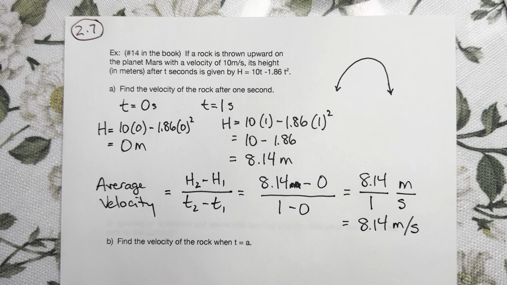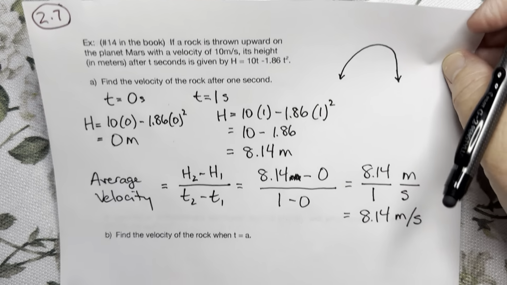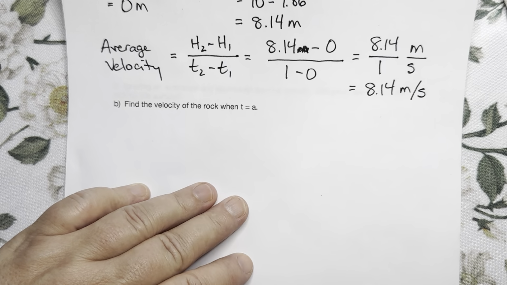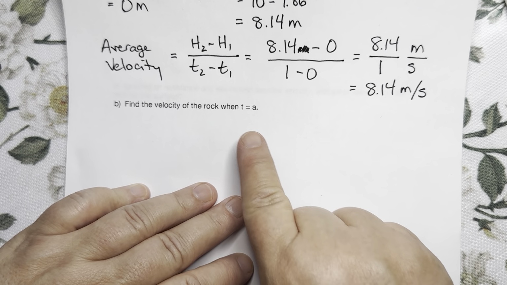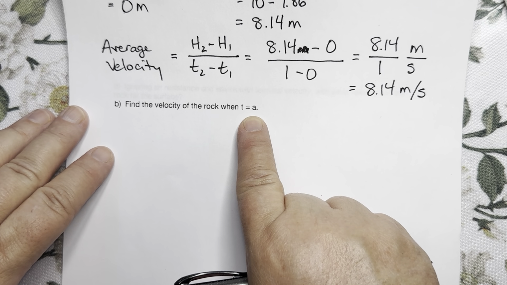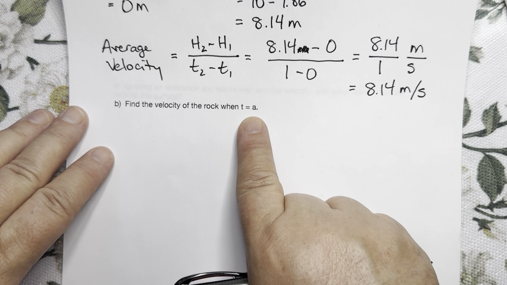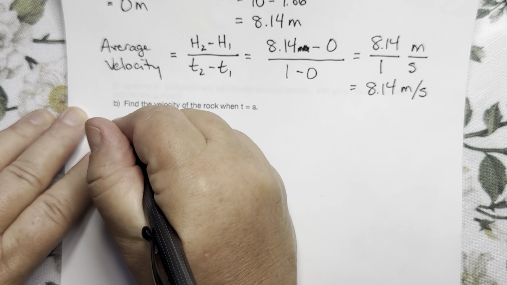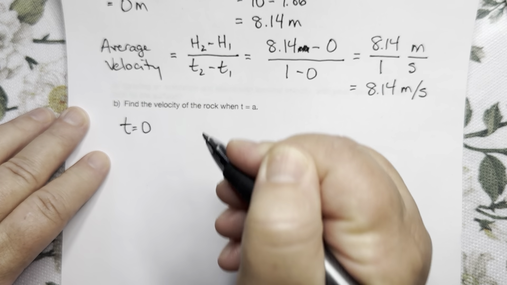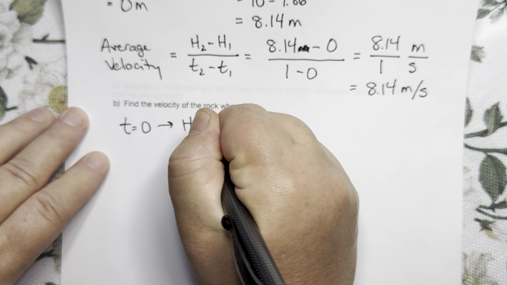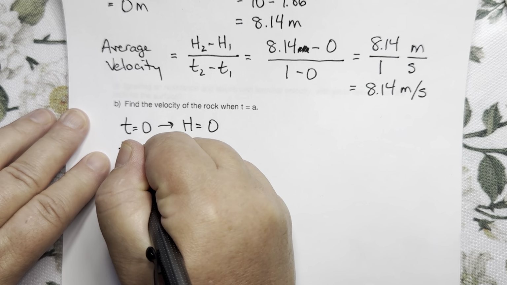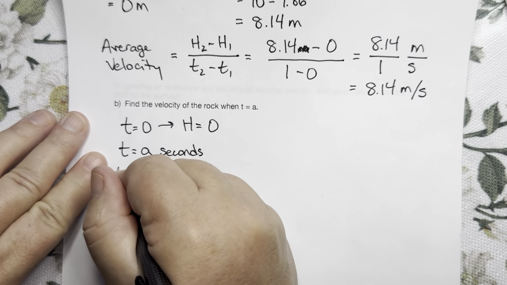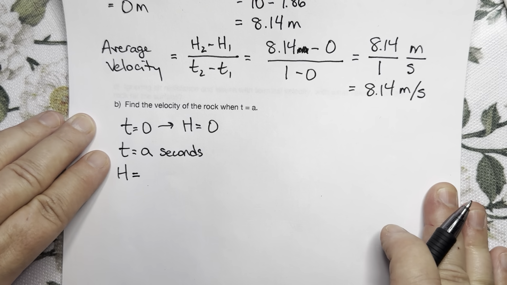So the next question we're going to ask is find the velocity of the rock when t equals a. So rather than specifying the 1 second that we did up above, we're going to pick just a variable, and that way we can just get a formula and plug in whatever time we want. So we're going to do the same thing: when t equals 0 seconds, the height is 0. When time equals a seconds, the height is going to be, and we've got our formula up here.